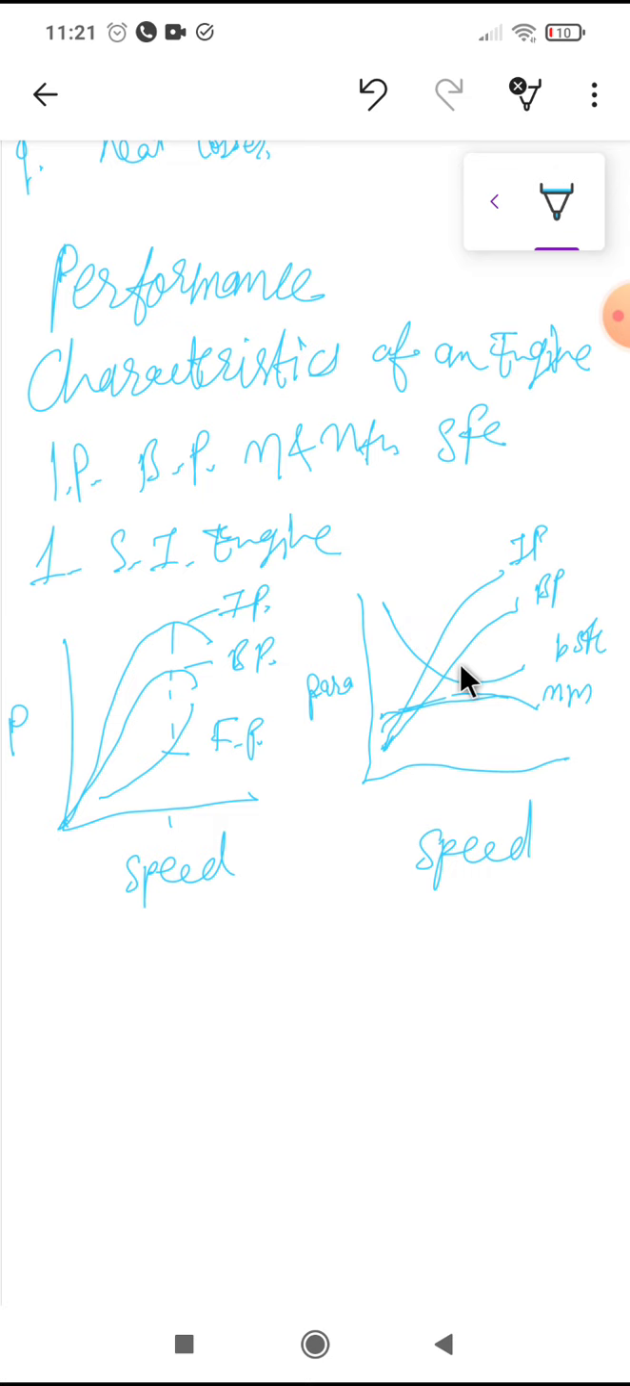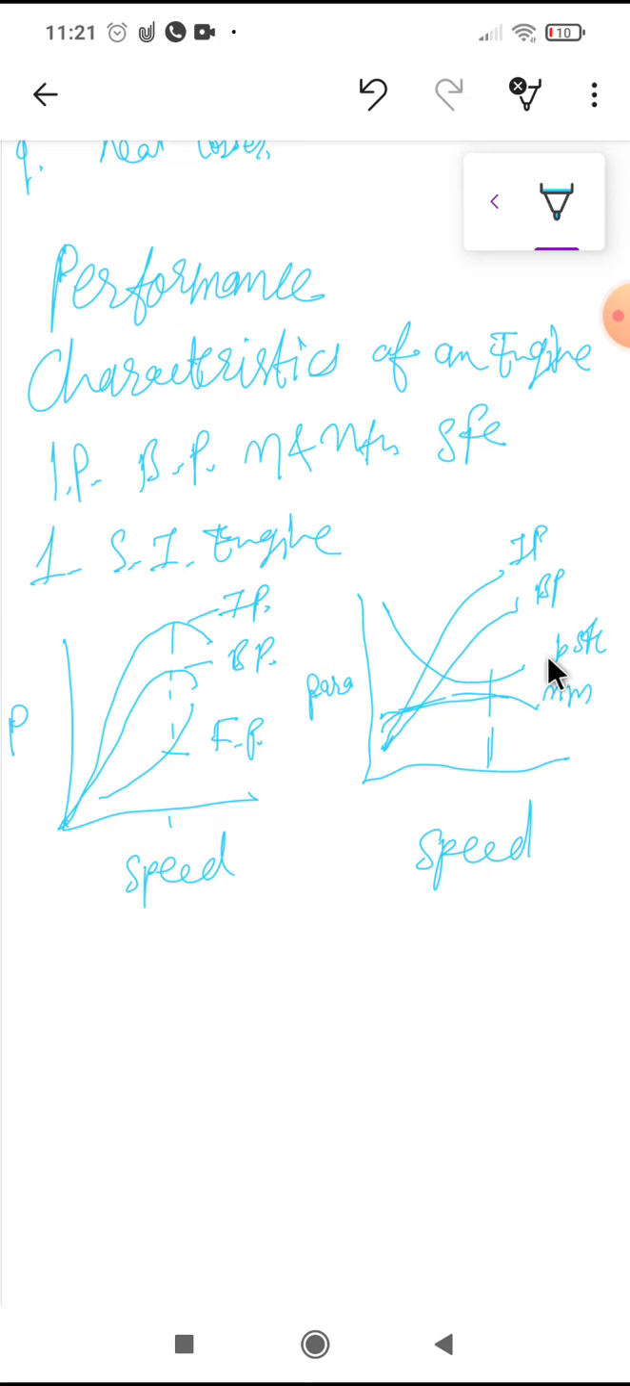At low speed, with increase in speed, the brake specific fuel consumption reduces, because the volumetric and mechanical efficiency are high. So when speed is increasing, the fuel consumption is reducing. At a certain speed the brake specific fuel consumption increases because of reduction in volumetric efficiency and increased mechanical loss. After a certain speed the fuel consumption increases.